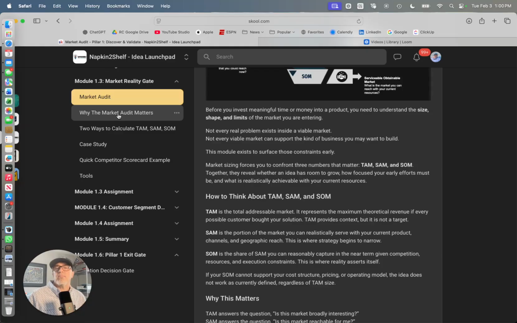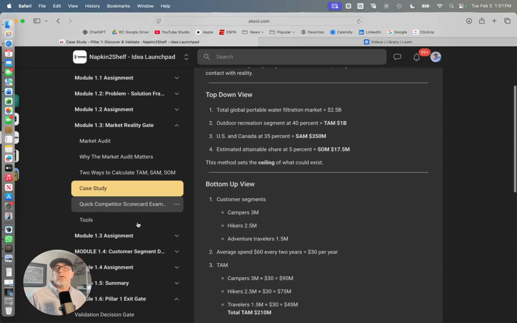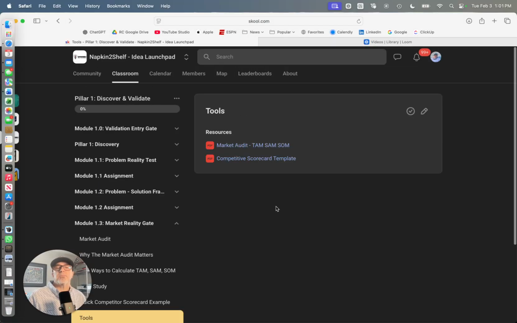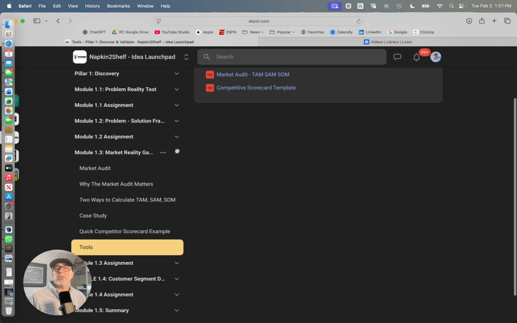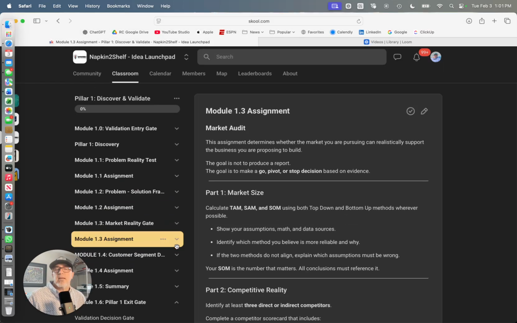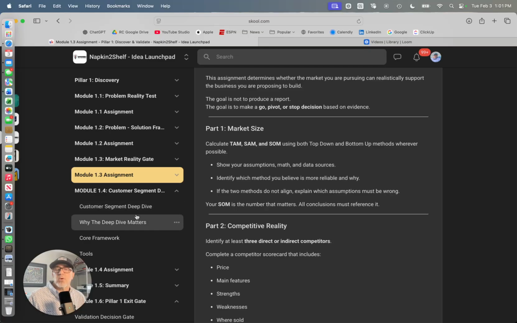Why the market audit matters: two ways to calculate the TAM, SAM, and SOM. Some case studies, along with a quick competitor scorecard and some tools. You have a market audit and a competitive scorecard template. Module 1.3 has an assignment as well, and you move through the 1.3 gate. We move into Module 1.4.